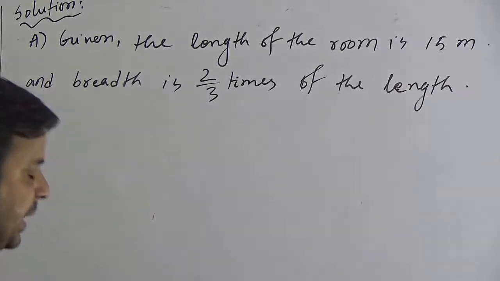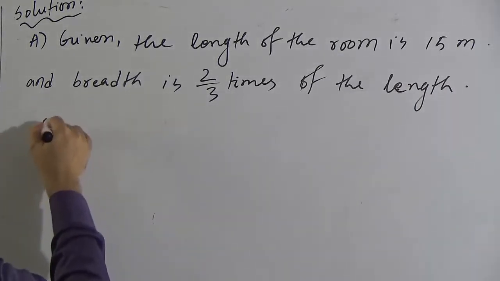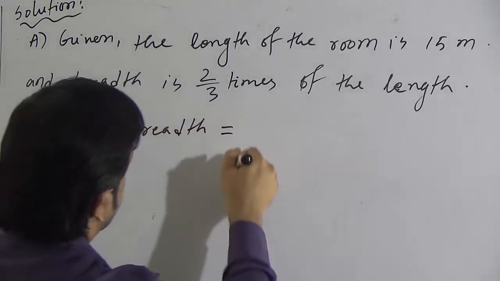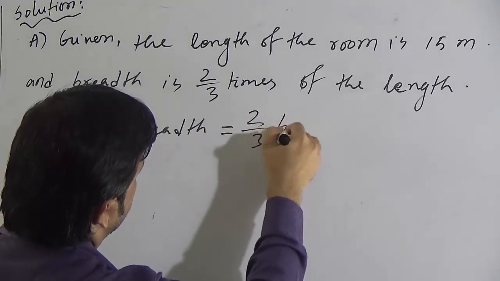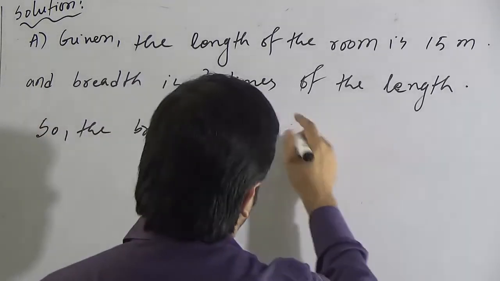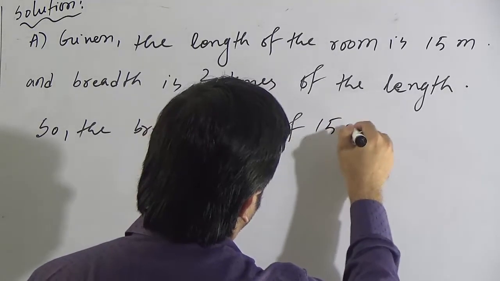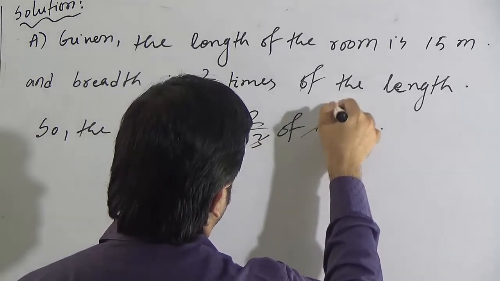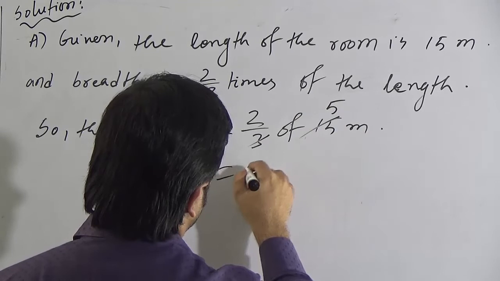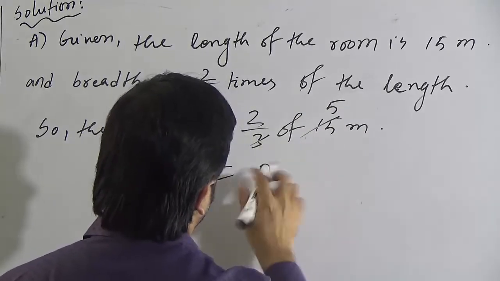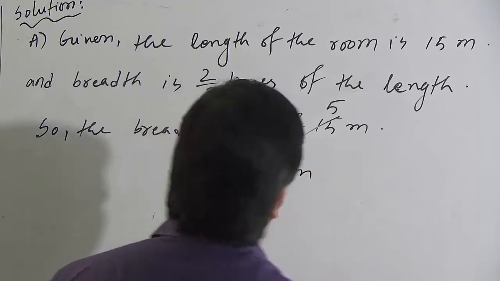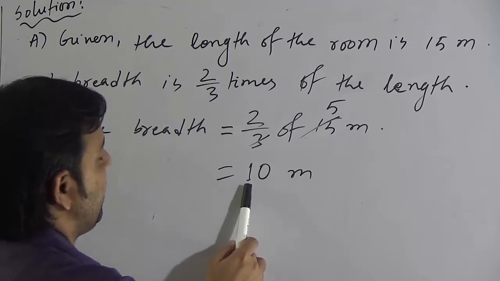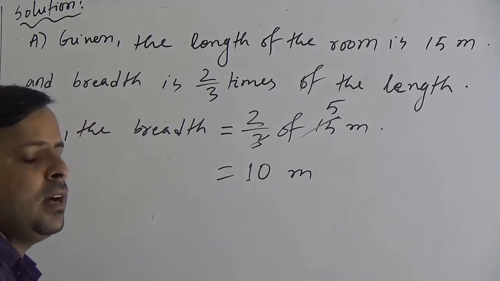So we can determine the breadth. What is the breadth here? So the breadth is equal to 2 by 3 times, it means that times of 15 meter, as here length is 15 meter. So we can cut 15 by 3, we will get here 5, and product of 5 and 2 is 10. So we can write here 10 meter. The breadth is 10 meter, as we have determined the breadth. So we can determine the perimeter now.